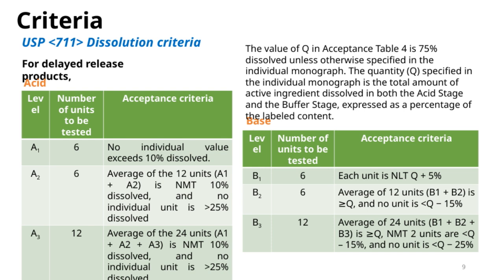At A2, testing 6 units again, the average of 12 units should be no more than 10% dissolved, and no individual unit should exceed 25%. At the A3 level, with 12 units, the average should stay below 10%, and again, no unit should be above 25%. These criteria are designed to ensure consistent dissolution performance, which is critical for product efficacy and quality.